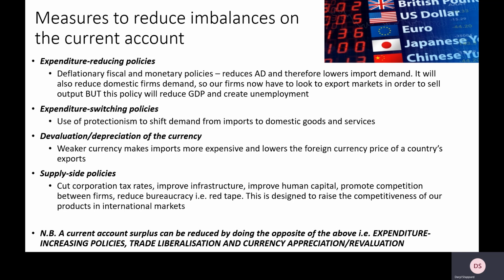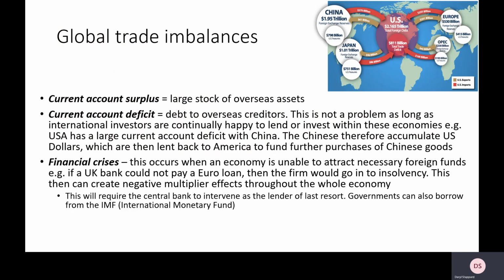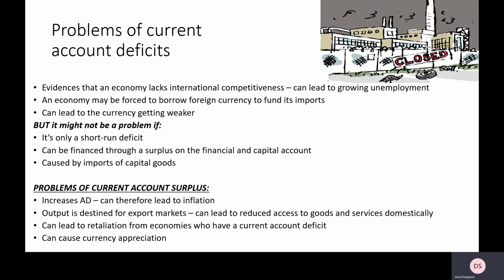Now, a bizarre thing that we mentioned in the last video, if we go back a couple of slides, was that current account surpluses can also technically be problematic for an economy. If you've got a huge current account surplus, it means that it's going to increase aggregate demand. High export growth would lead to export-led growth and fuel a growth in aggregate demand. That can be quite inflationary.